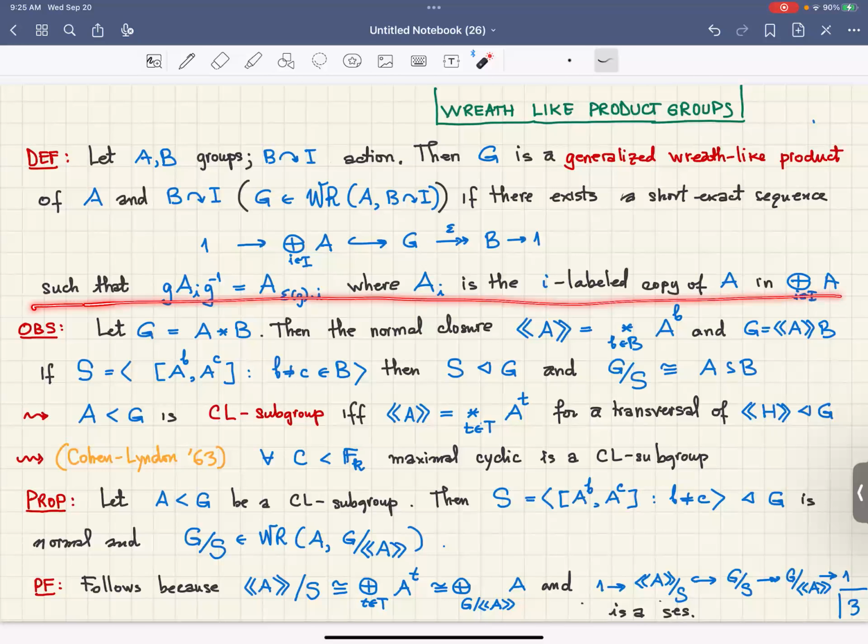So why do we consider such things? I'm going to take the geometric group theory perspective, to emphasize that there are many wreath-like product groups that one can construct from geometric group theory. And I will show in just one slide what the perspective is and how this gives you the actual generalized wreath product, the ones that are split. For example, if you start with a free product of two groups, A free product with B, and I'll assume that G is my group, then one can see that the normal closure of A inside this group is nothing else but all the possible conjugates.